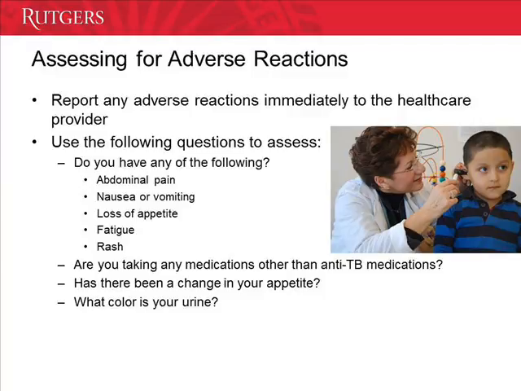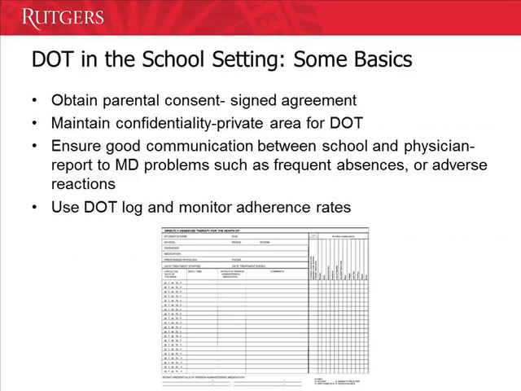If you're giving the medicine, and we see a lot of that in pediatrics, and the child's spitting it back to you, that's not vomiting. That's really spitting up. Vomiting's different. Is a child having a loss of appetite? Is the child fatigued? Has the child noticed a rash? Not something that they persistently have as a rash, something new. You want to ask them, are they taking any other medications besides the TB meds? Has there been a change in their appetite, and what's the color of their urine?